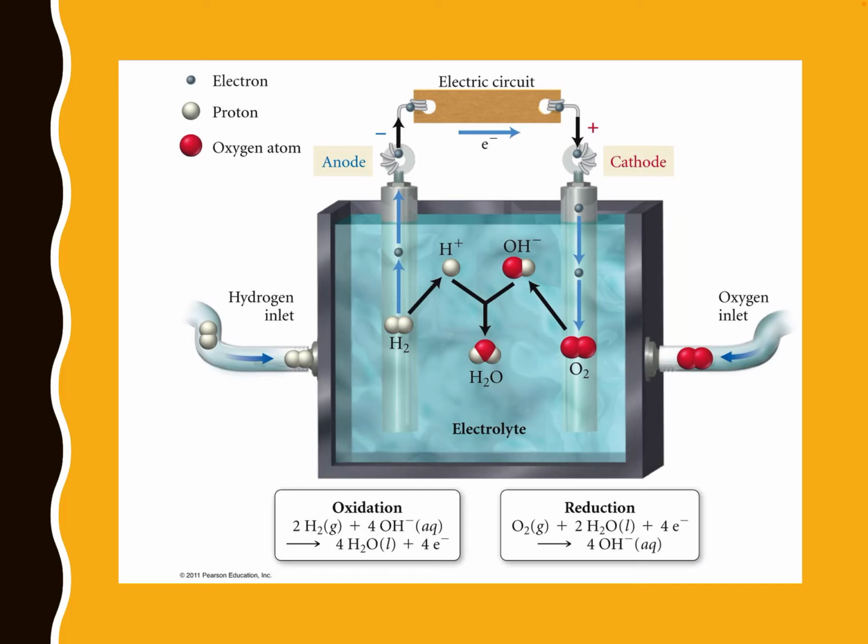But here's what it looks like. On one side we would have hydrogen going in, on another side we have oxygen going in. The hydrogen is going to be oxidized. So the hydrogen will find one of those hydroxide molecules and it will release an electron at the anode. That electron can travel through, create some current, and travel to the cathode where it's going to be picked up by these oxygens and a water and create more hydroxide, and on and on and on.